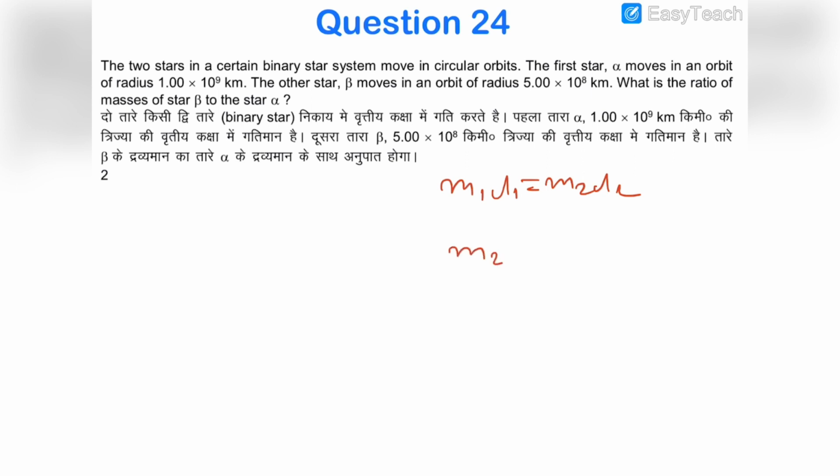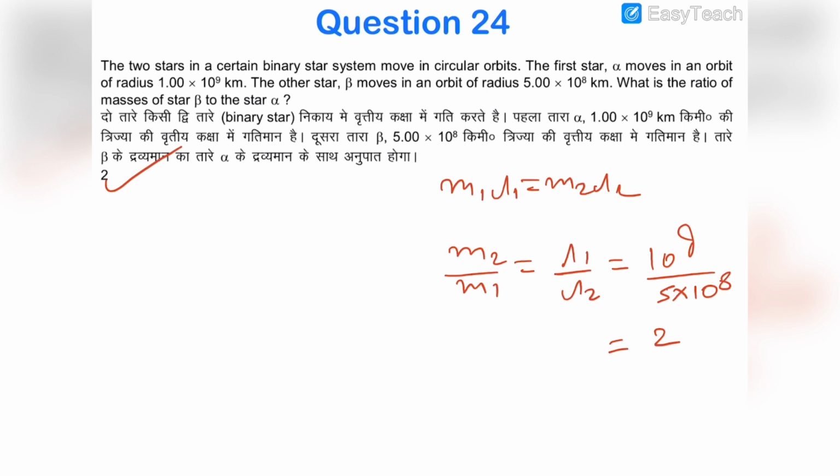Okay, and we have to find out the ratio of m beta upon m alpha. So m2 by m1 we have to find out, and that would be equal to r1 by r2, and r1 is 10 to the power 9 and r2 is 5 into 10 to the power 8. So you can see then it is 2. So the correct answer is 2. Now let's move on to the next question.